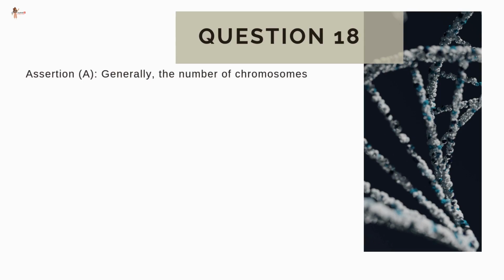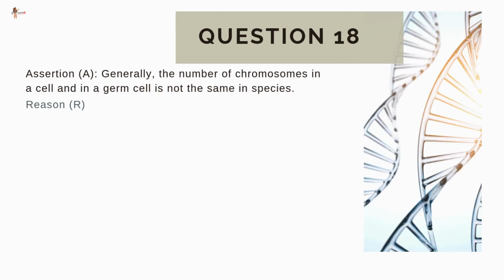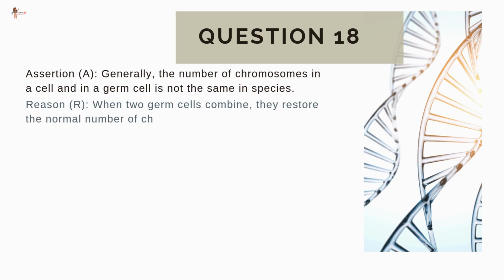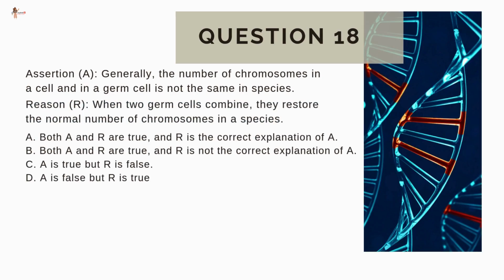Assertion is, the number of chromosomes in a cell and in a germ cell is not the same in a species. Reason being, when two germ cells combine, they restore the number of chromosomes in a species. Which of these is correct?